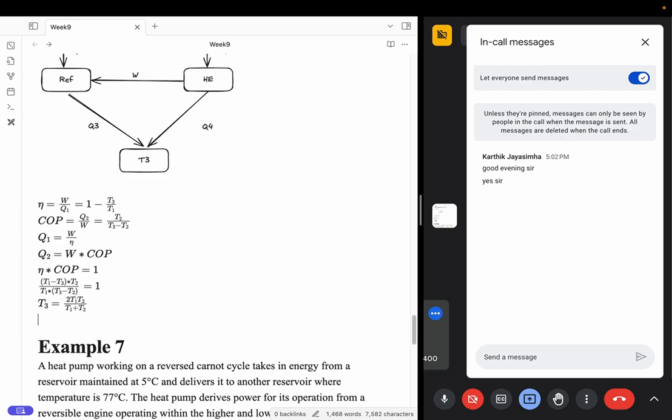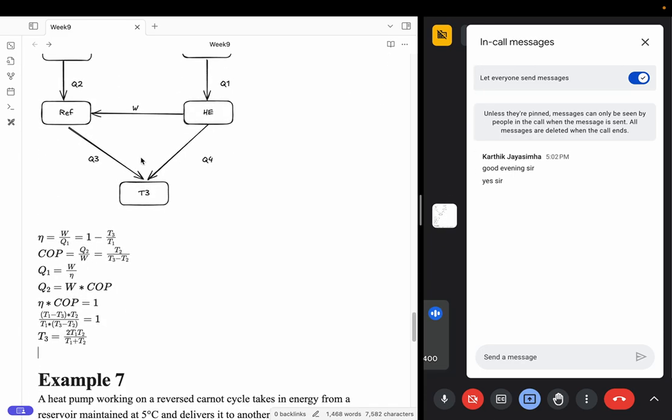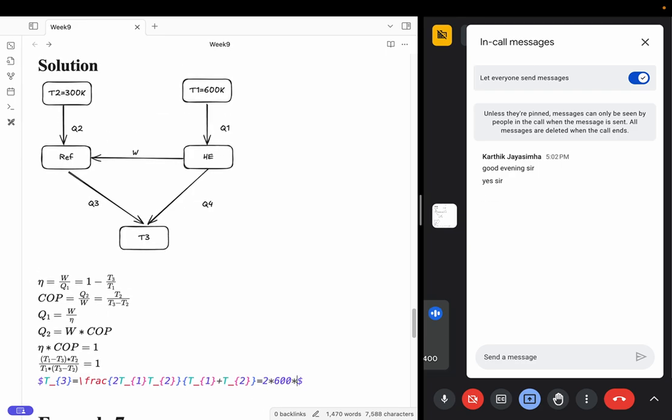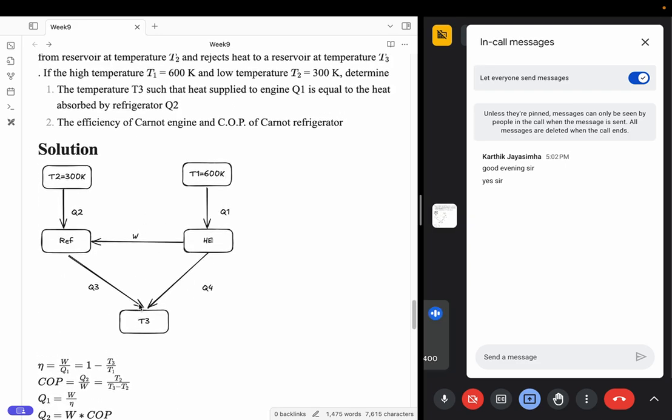So are you getting something like this? Yes. So previously what we got was an arithmetic mean, and now when you have this as a common thing, you end up having a harmonic mean. If you just substitute the values, so 2 times 600 times 300. So we found the temperature T3, the temperature of the sink.